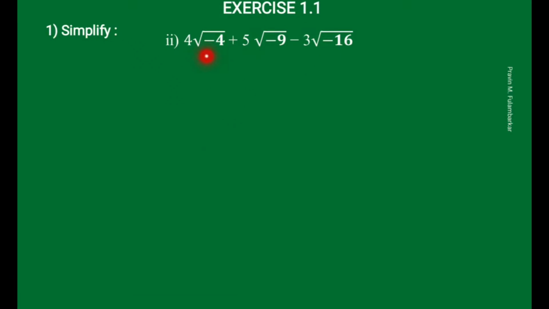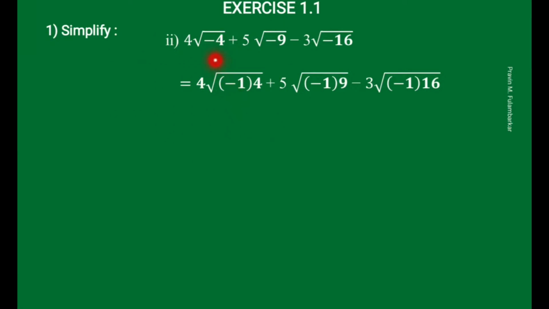So we write this minus 4 as minus 1 into 4, minus 9 as minus 1 into 9, and minus 16 as minus 1 into 16. So we write minus 4 as minus 1 into 4, minus 9 as minus 1 into 9, and minus 16 as minus 1 into 16. So we write in place of minus 1 in each term as i square. So we replace minus 1 by i square, minus 1 by i square, minus 1 by i square.